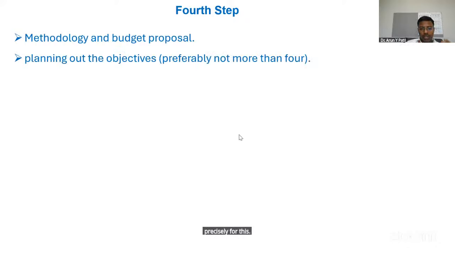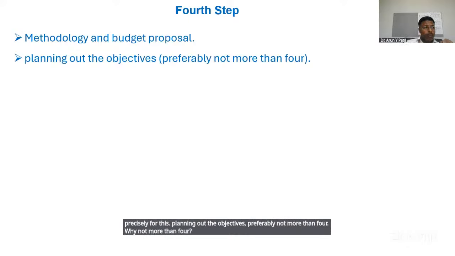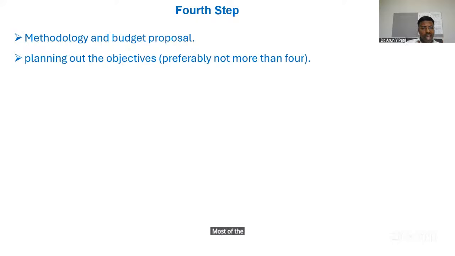Planning out the objectives, preferably not more than 4. Why not more than 4? Most of the cases you will have a 3 year project work, the duration of the project usually can be 2 to 3 years. So each objective should be workable within a year or so.